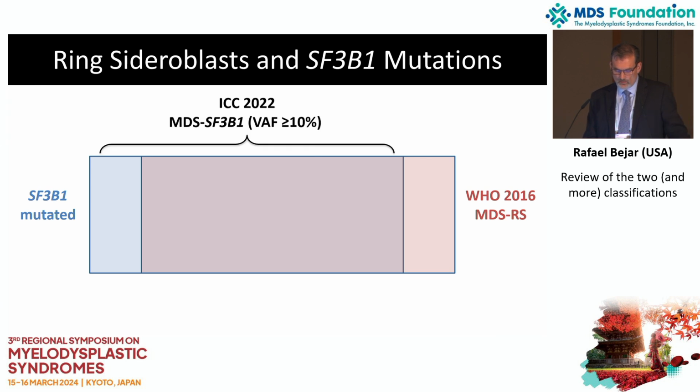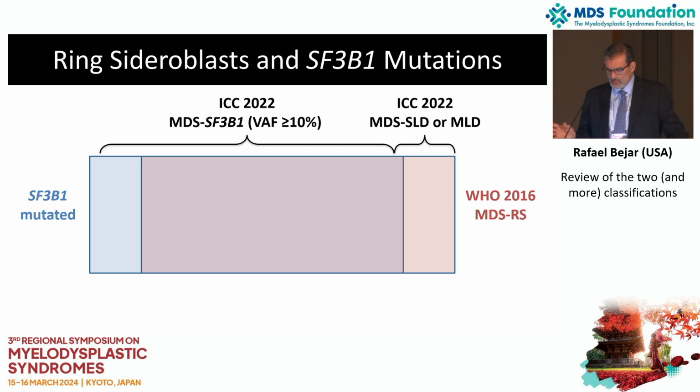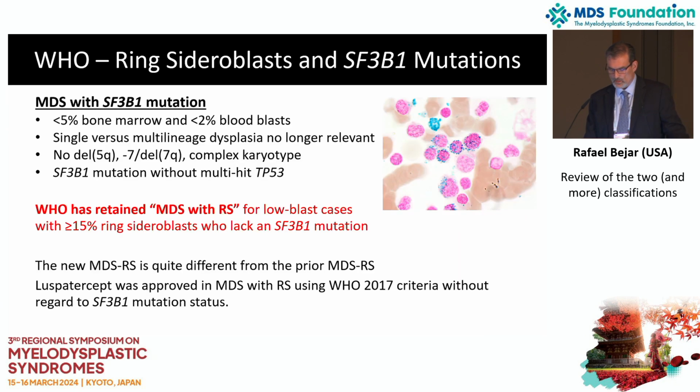In the ICC, what we've done now is really focus on the SF3B1 mutation and identified those patients that have at least a VAF of 10%, capturing most of the patients in the old SF3B1 mutant group. And then the remainder of patients who might have ring sideroblasts are just stratified in the MDS single lineage or multi-lineage dysplasia. And I'll show you the contrast with what the WHO does.